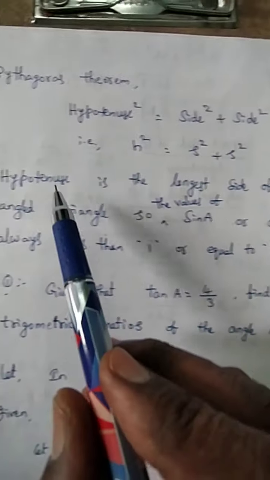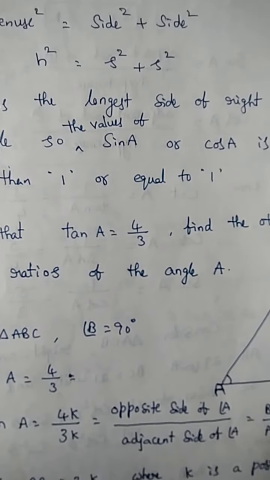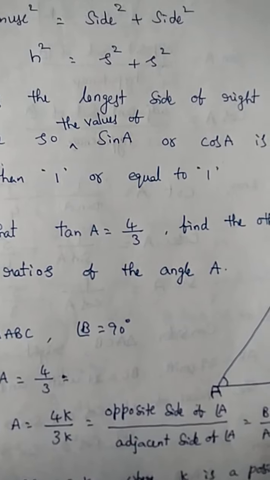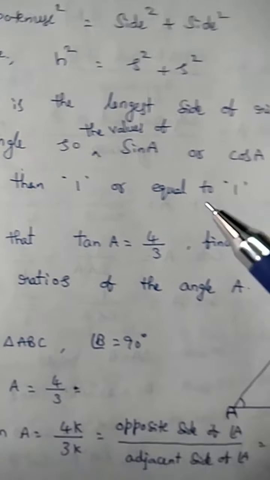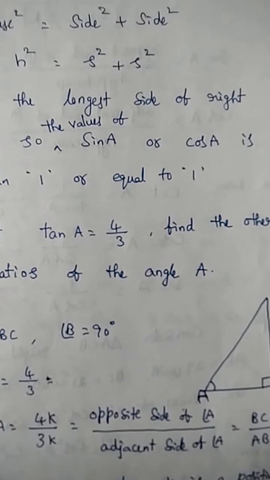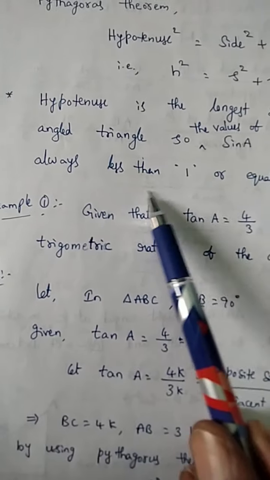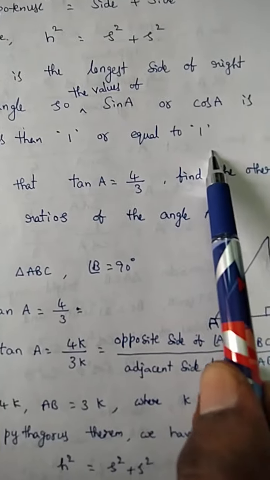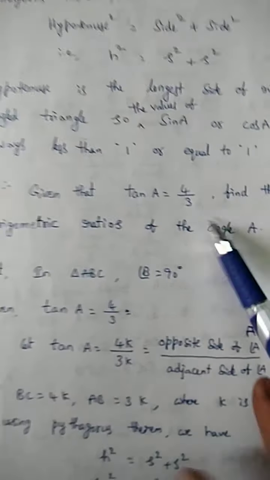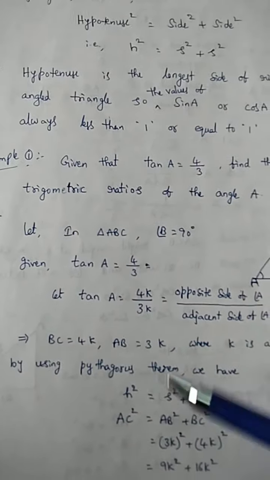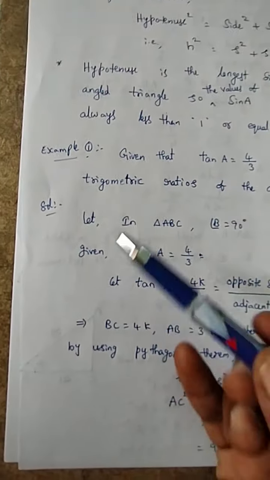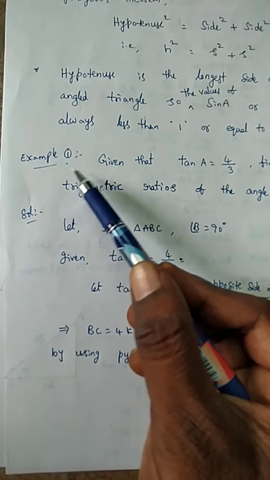The hypotenuse is the longest side, so the denominator is greater than the numerator, and the result is less than 1. Sometimes it is equal to 1; in which case, we'll discuss later. So the values of sin A and cos A are always less than or equal to 1. Based on these concepts, we go to the question answers. Example 1.